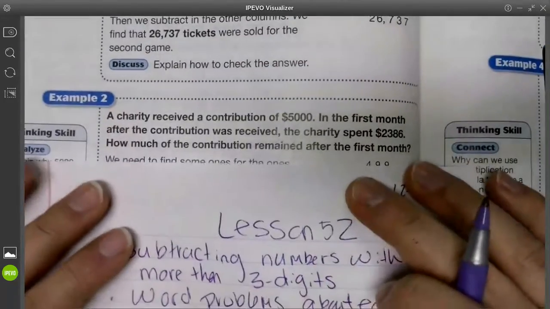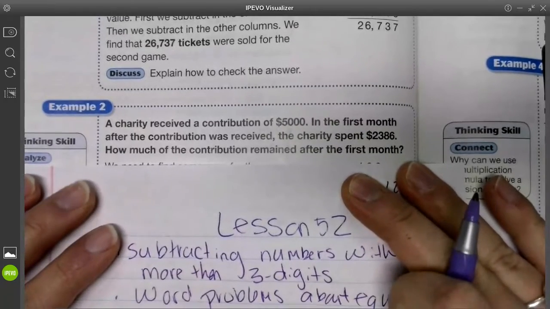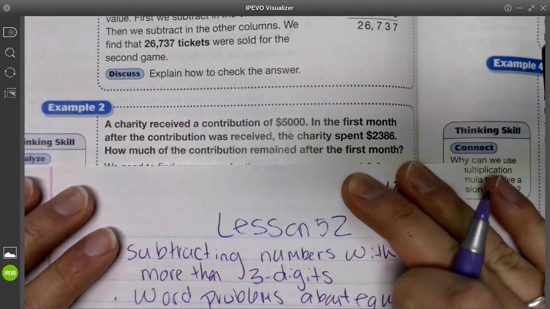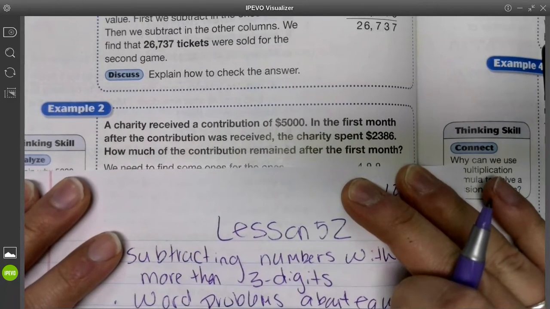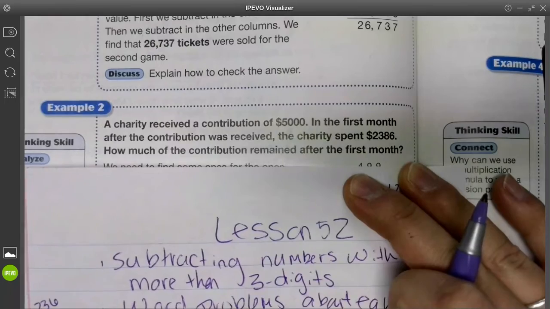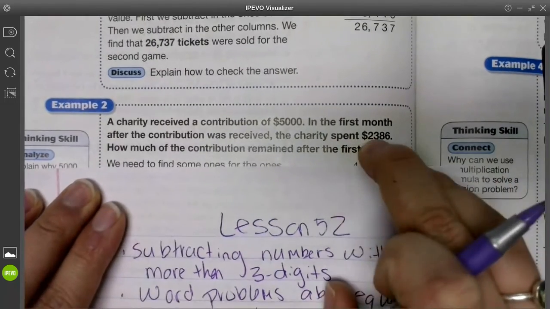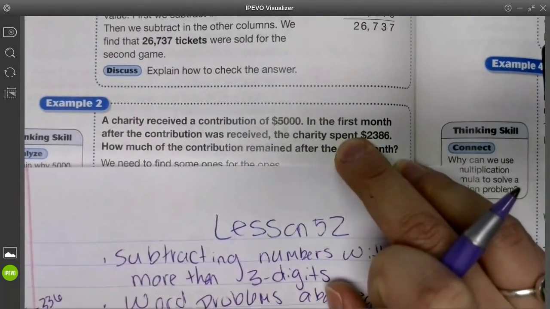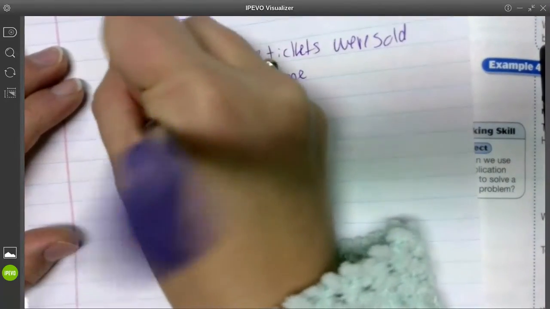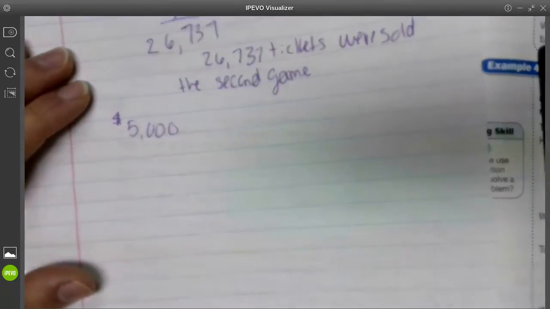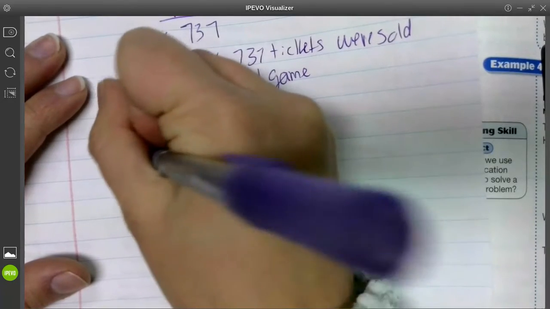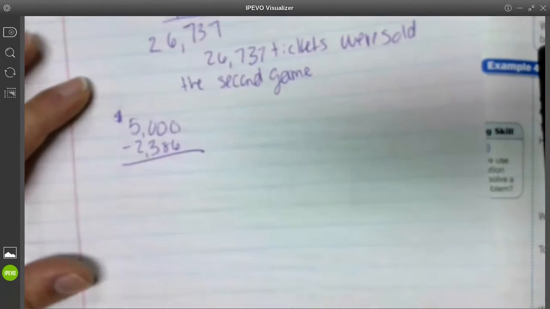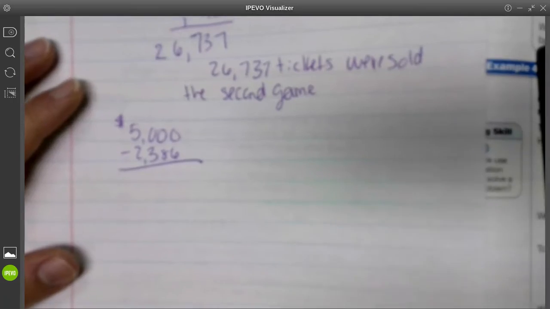All right, so a charity received a contribution of $5,000. In the first month after the contribution was received, the charity spent $2,386. How much of the contribution remained after the first month? So that's how much they spent. So there's that word spent. That means we're taking away again. Okay, so they received $5,000. So there we have our zeros. I'm going to put a dollar sign. They spent $2,386. Okay, so we're going to have to borrow a few times here.